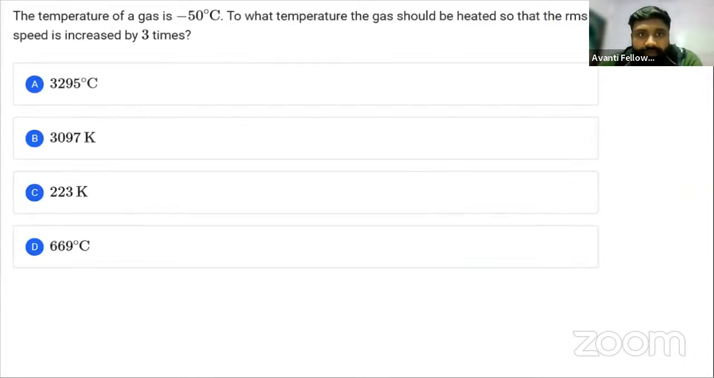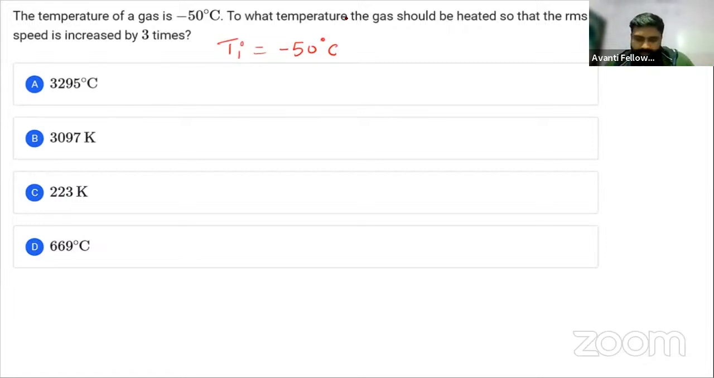So the temperature of a gas is minus 50 degrees Celsius. To what temperature should the gas be heated so that the RMS speed is increased by 3 times? So the initial temperature given to you is minus 50 degrees Celsius.